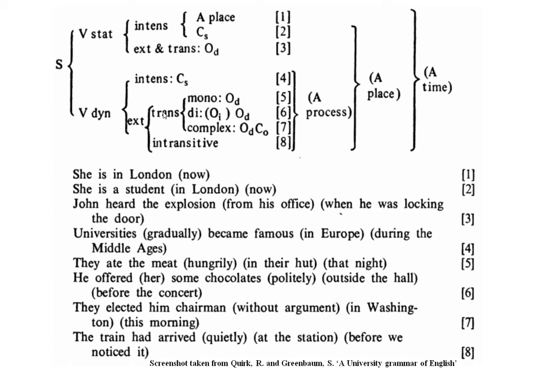Right. What transitive verb is it? Is it followed by one object, so it's mono? Is it followed by two objects, so it is di? Is it followed by a direct object and object complement, so it is complex? So ate here is a dynamic verb. It is extensive because it's followed by an object, so it's transitive. And since we do have only one object, it is a monotransitive, extensive, dynamic verb.